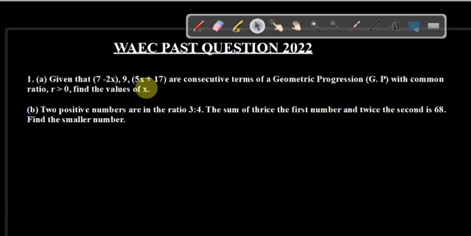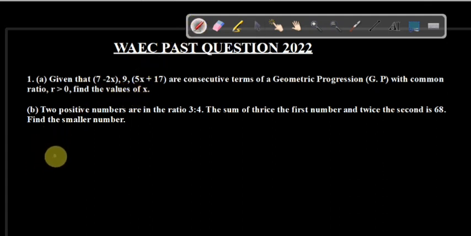In this video, we're going to be looking at WAEC past questions, Mathematics 2022. So the first question here is A: given that 7 minus 2x, 9, 5x plus 17 are consecutive terms of a geometric progression GP with common ratio r greater than 0, find the values of x. Since they say find the values of x, it means that we're going to have two values for x. So let's quickly work that out.